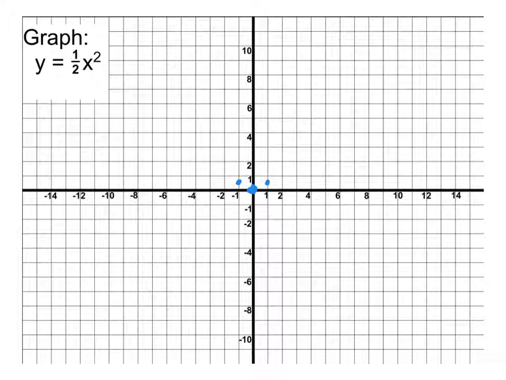All right, so let's see what happens with the next one then. Normally, I'd go over 2, up 4. Instead of going over 2, up 4, I'm going to go over 2 and up half as far. What's half of 4? 2. So that means I'm going to go over 2 and up 2. Still over the same amount.